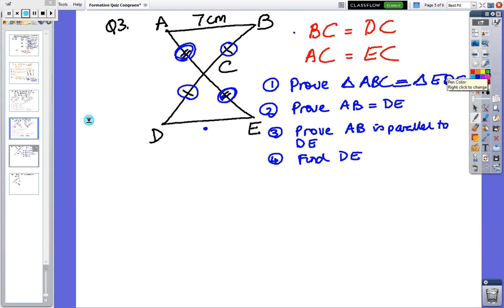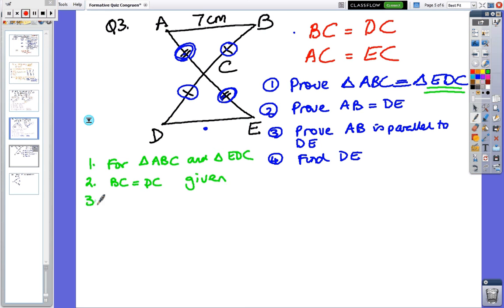Okay, so let's have a go at the proof. First line is for triangles ABC and triangle EDC. Now this gives you a clue that that might be the right letter order, so we'll just look at that at the end. Okay, first reasons: BC equals DC, given. Next line, AC equals EC, and that was given. So we've got the two sides, and this angle are equal to each other.